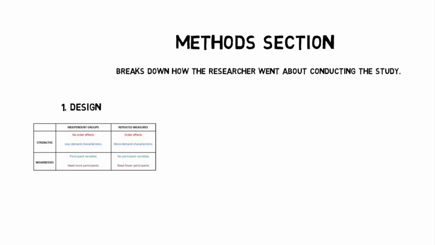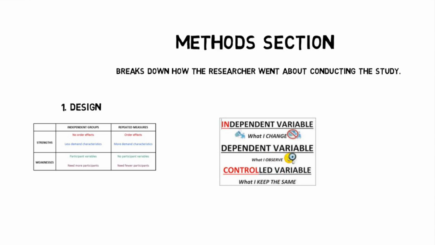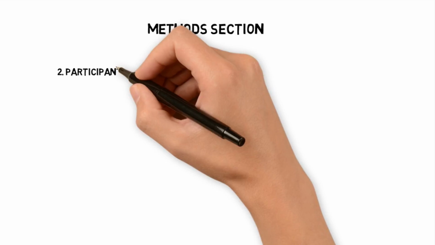For example, was it an independent measures design where they study different groups at the same time, or was it a repeated measures design where they study the same group over a period of time? In the design section, they may also lay out the independent variable, and they may talk about some ethical issues in their design process. The next subsection in the method section, I guess, would be the participant section.